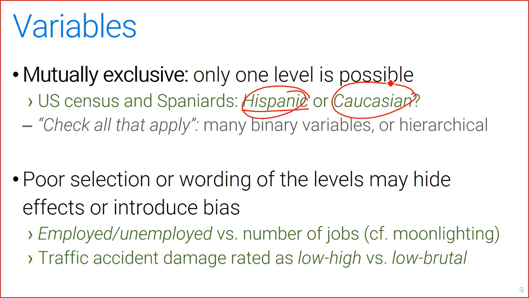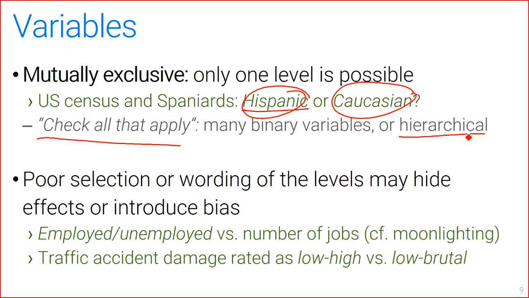So in these cases, you should try to think about options like check all that apply, or making many variables binary variables, so you can allow people to check all of them, and then instead of having just one variable, you have multiple variables. So you could have one variable for whether you're Hispanic or not, whether you're Caucasian or not, whether you're Asian or not, and maybe you can even think of hierarchies. So these would be cases in which one variable can turn into multiple variables because we have this problem of exclusiveness. And we have to be aware that a poor selection of the levels or poor wording may hide effects or may even introduce bias.